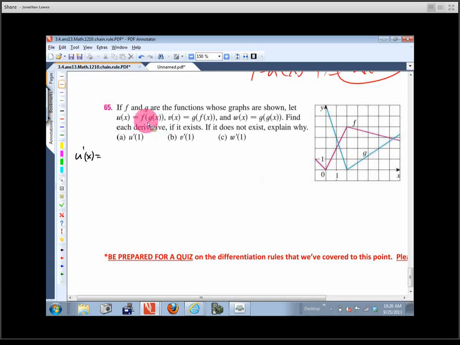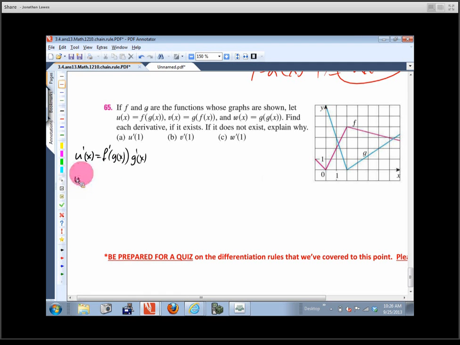G got plugged into f. So what's the outside function? F. So the chain rule says we find the derivative of the outside, leave the inside alone, and then times it by the derivative of the inside. And then we don't want to lose sight of what these mean. This is the derivative, the slope of the curve at that particular point. This is the slope of the curve f at that point right there. So we've got to figure out what those are. So let's run through and do this.